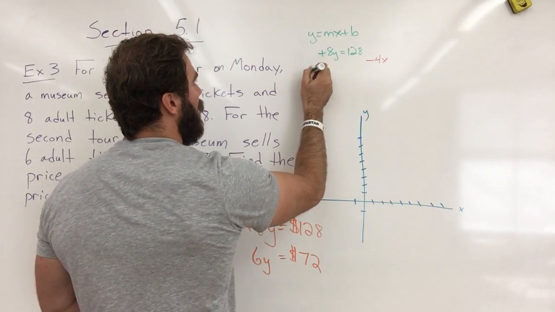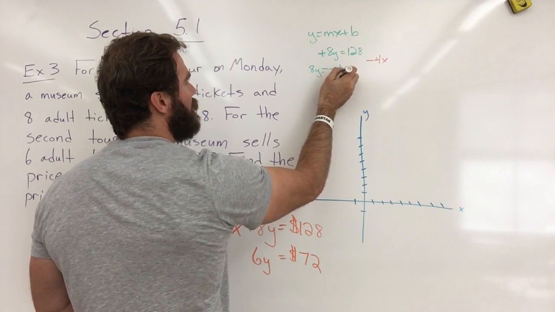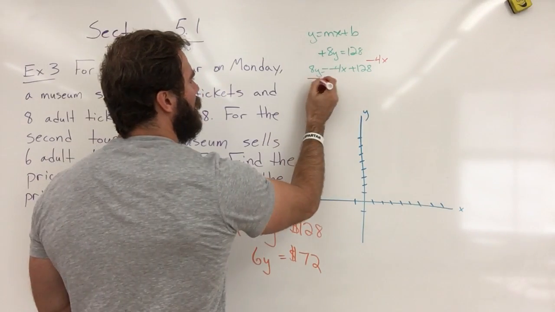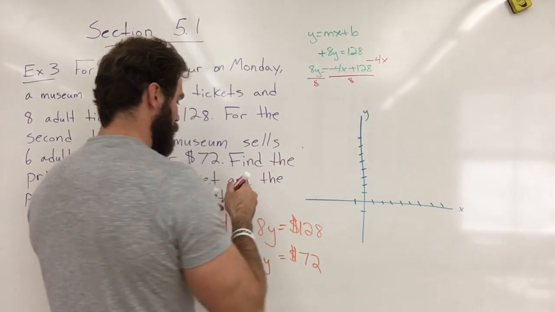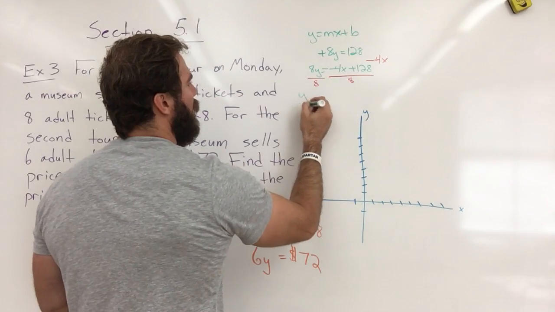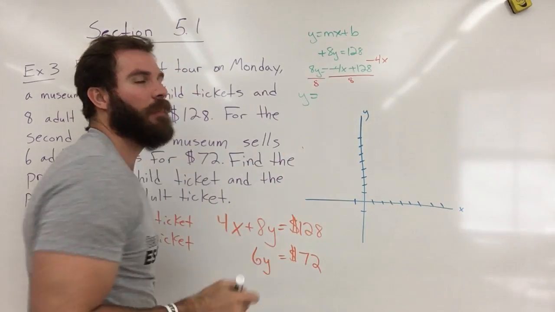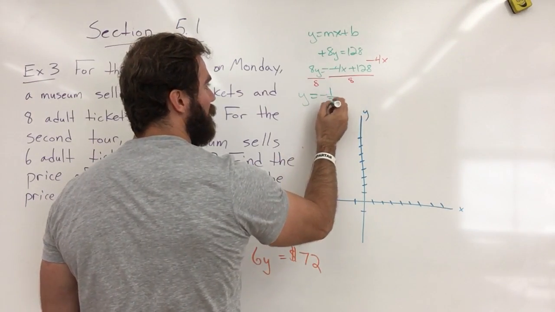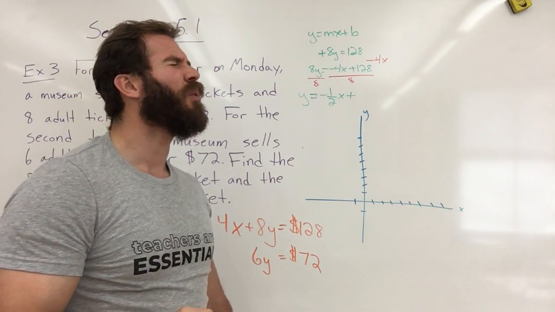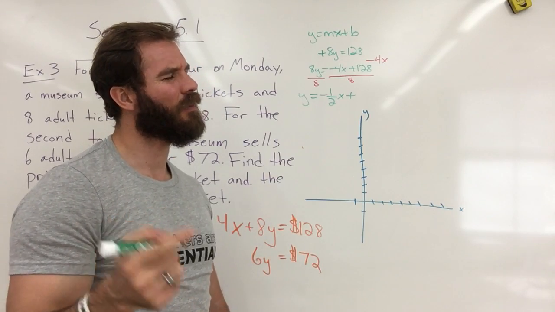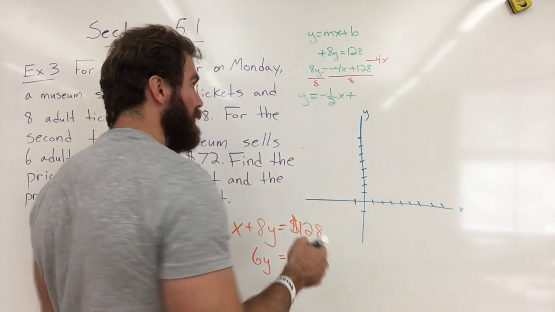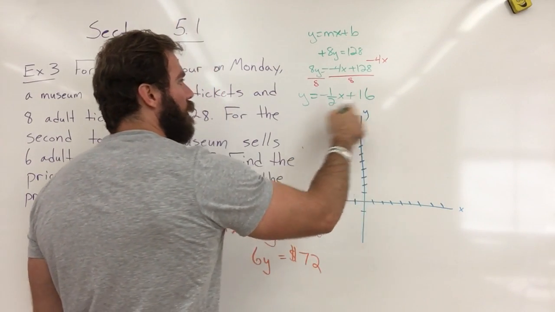And now I just have 8y equals a negative 4x plus 128. Now I will divide by 8 on both sides, cancels out those 8's right there, and I have y equals a negative 4x divided by 8 is a negative half x. Plus, and 128 divided by 8 is 16. There, y equals mx plus b.